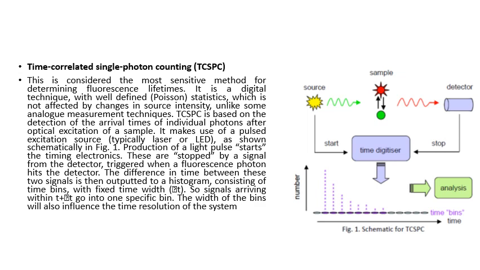These are stopped by a single signal from the detector, triggered when a fluorescence photon hits the detector. The difference in time between these two signals is then output as a histogram consisting of time bins with fixed time widths. So, a signal arriving within a time window goes into one such specific bin. The width of the bin influences the time resolution of the system. By this we determine fluorescence lifetime.